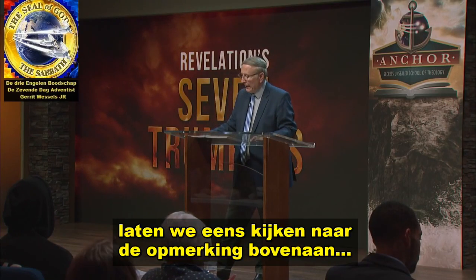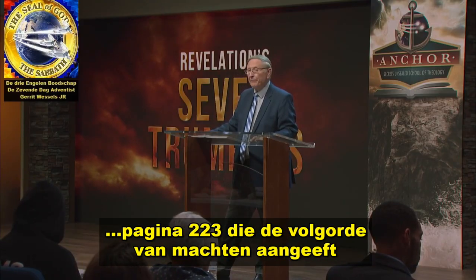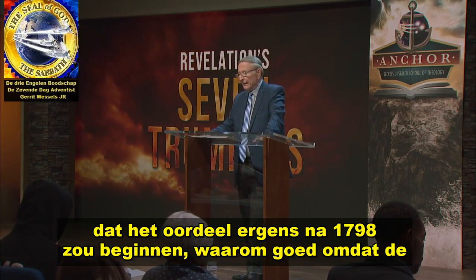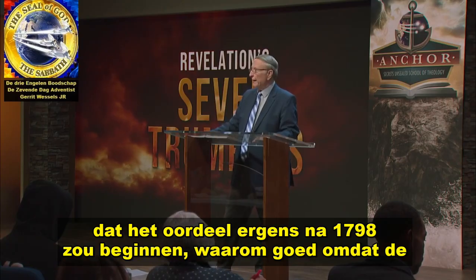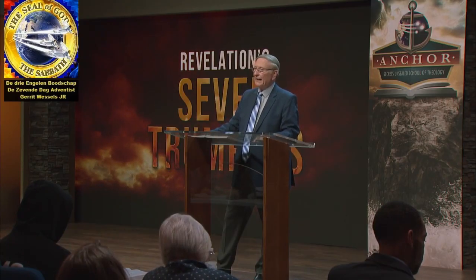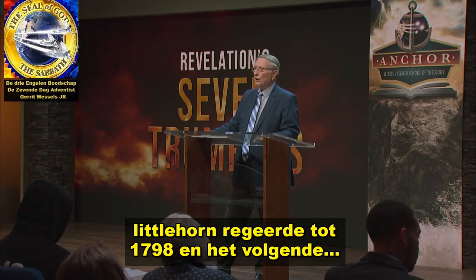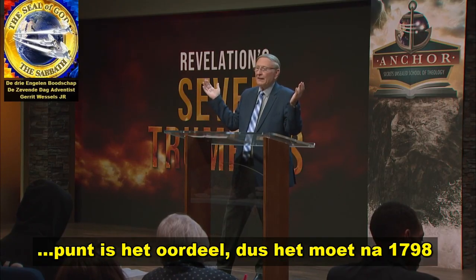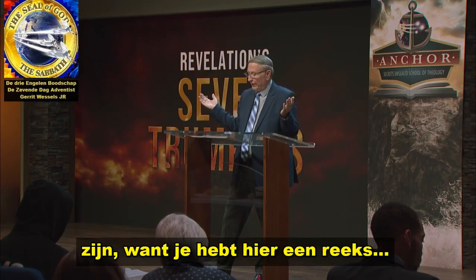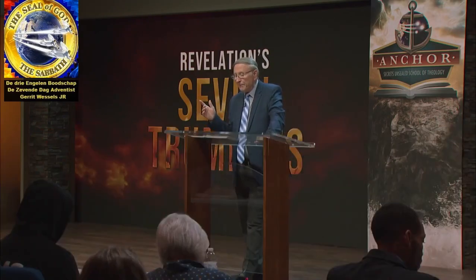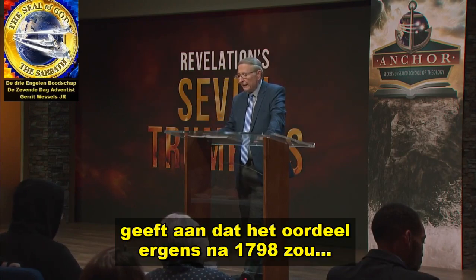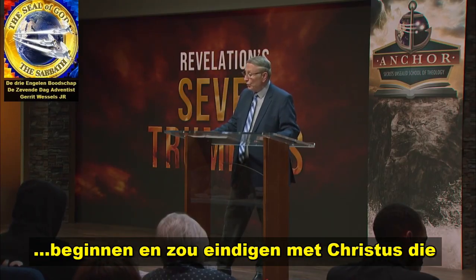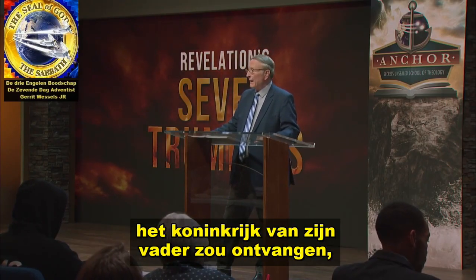So let's notice the note at the top of page 223. The sequence of powers indicates that the judgment would begin sometime after when? 1798. Why? Well, because the little horn ruled till 1798, and the next point is the judgment. So it has to be after 1798 because you have a chain of events here. The sequence of powers indicates that the judgment would begin sometime after 1798 and would conclude with Christ receiving the kingdom from his Father. Correct?